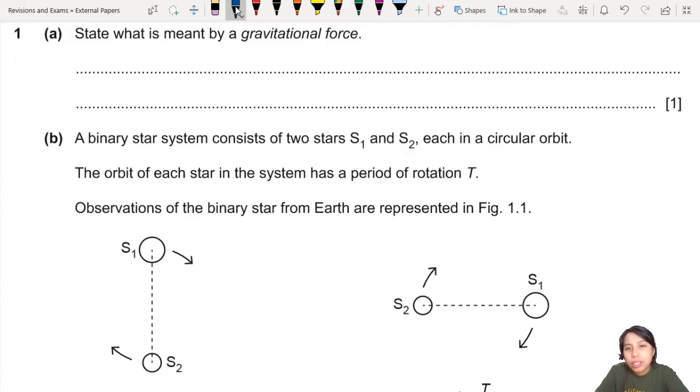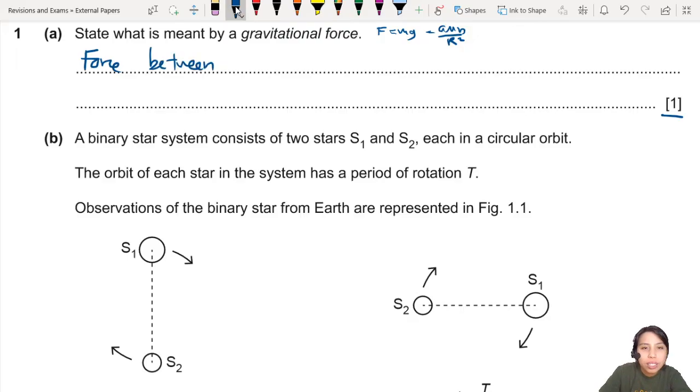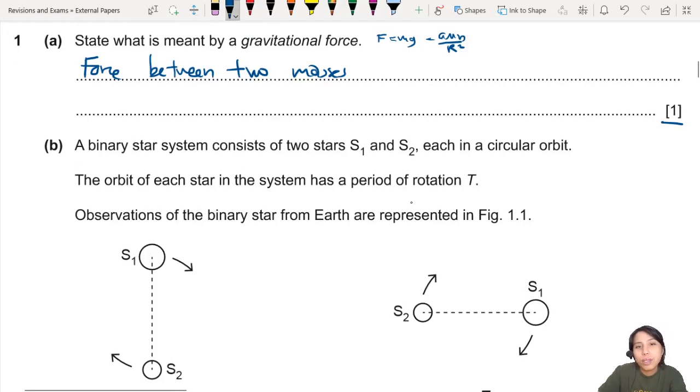Well, I've got to think of Newton's law. You can think of F equals mg or F equals GMm over r squared. Sure, any of those. If it's just a 1 mark question, you can just say it's a force between two masses. So gravitational force is a force acting between two masses. This is about 1 independent mark by itself.